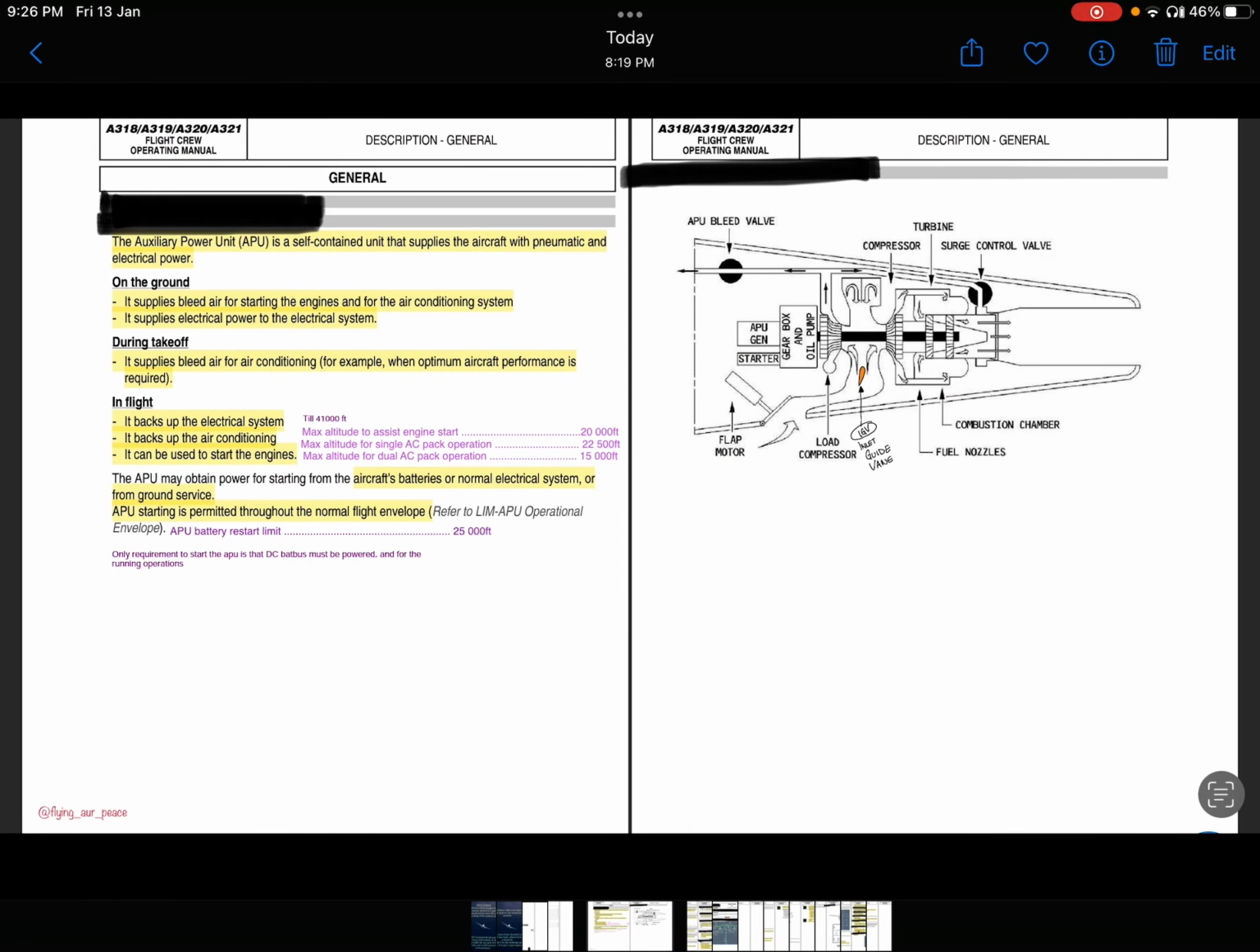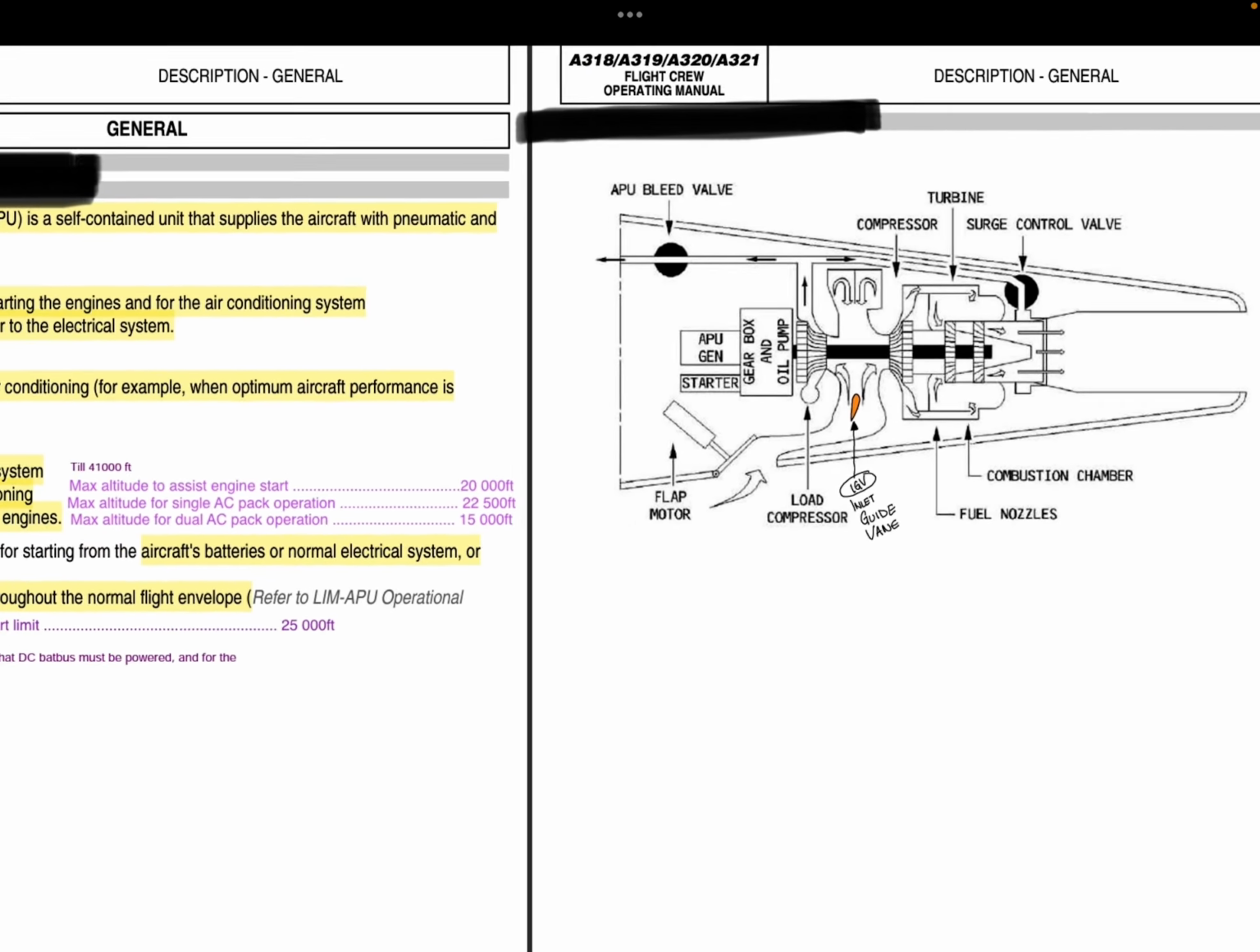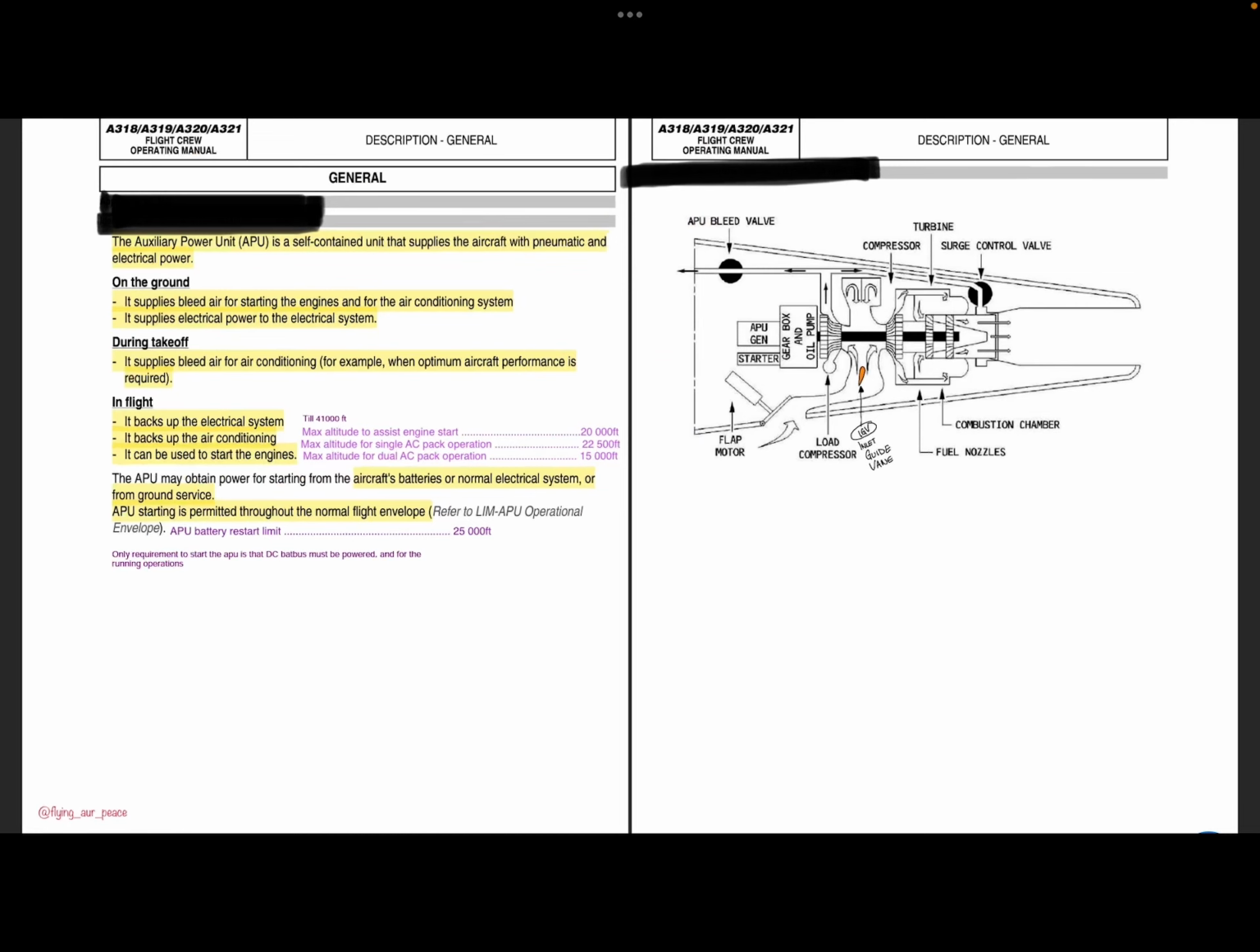So what is APU? APU is the auxiliary power unit. It's a self-contained unit that supplies the aircraft pneumatic and electrical power. It is in the tail of the aircraft. What are the functions of APU? What does it do on ground, during takeoff and in flight? It supplies bleed air for starting the engines and for air conditioning systems. It supplies electrical power to the whole electrical system of the aircraft.